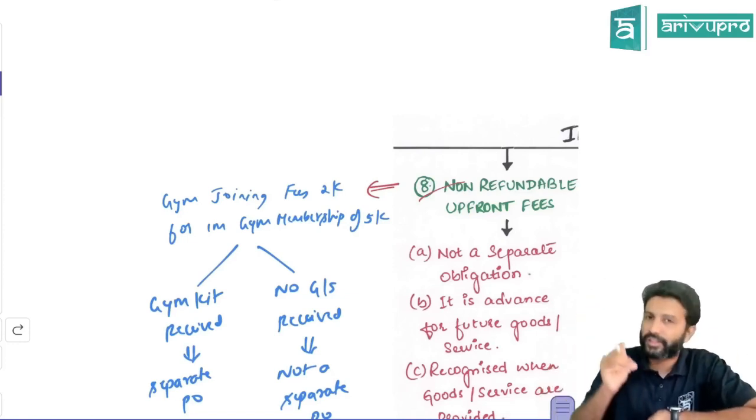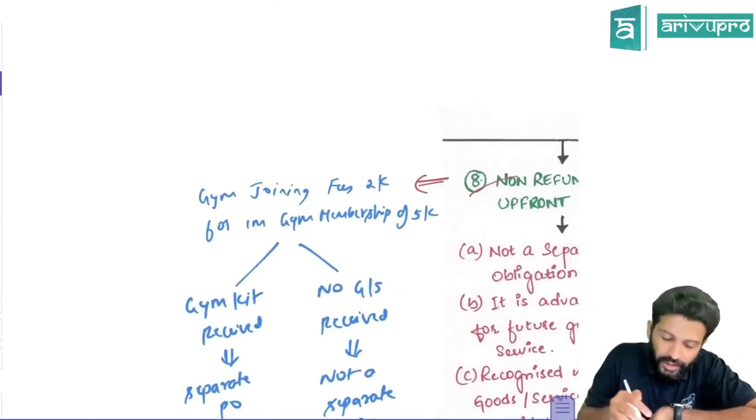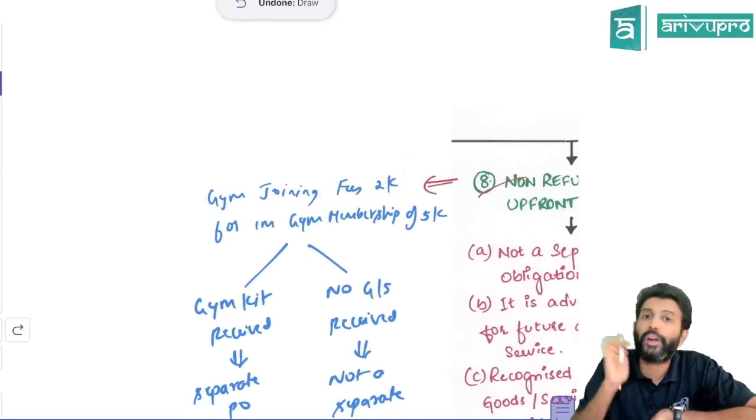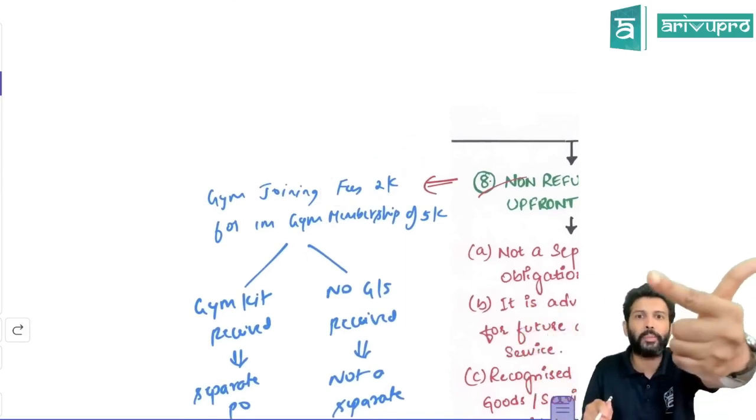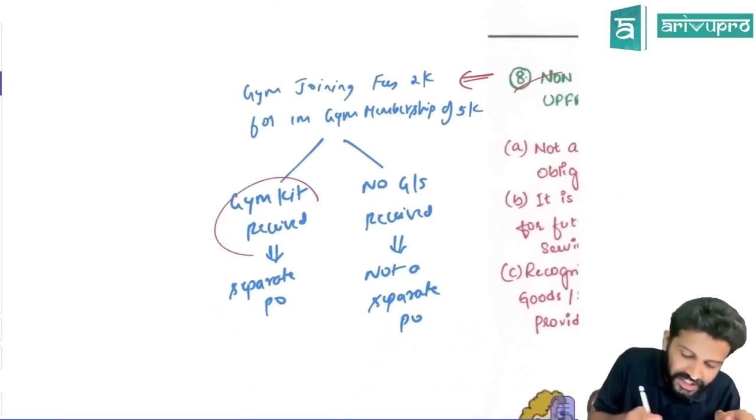Now in this particular case, you can probably decode this example two ways. Sir, you paid joining fees of 2,000. The gym gave you a gym kit and all. They gave you a gym bag, a gym water bottle, one napkin, and so on. The gym kit you received.